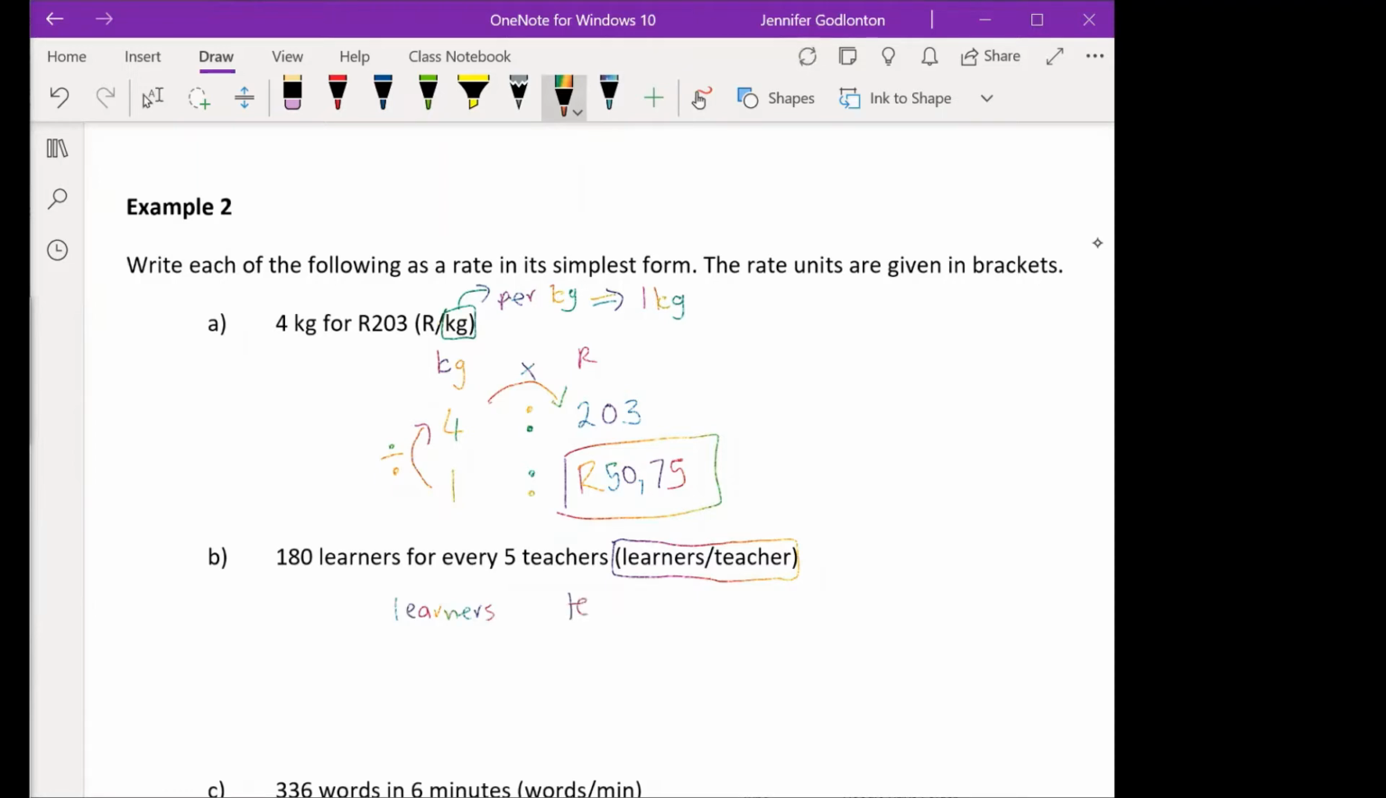Okay, so we've got learners and we have got teachers. We have 180 learners for 5 teachers, and that means per teacher, which means I want to have 1 teacher. So we're going to say 1 divided by 5, and we're going to say times 180. And we absolutely, like Kia said, get 36 learners. So that means for every 36 learners, I need to have 1 teacher.